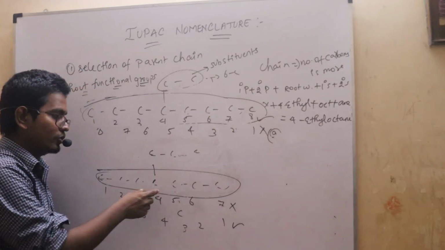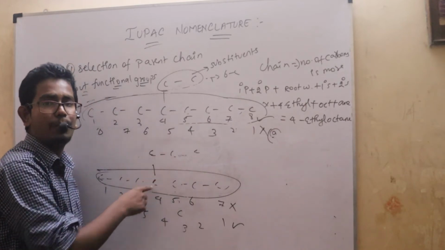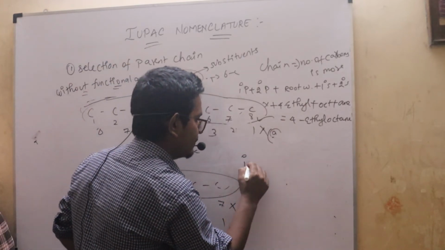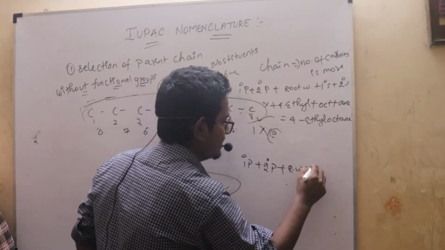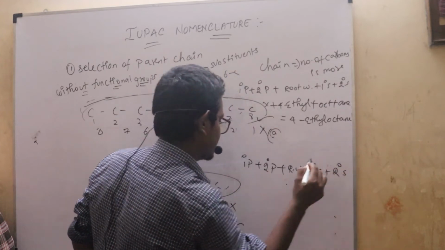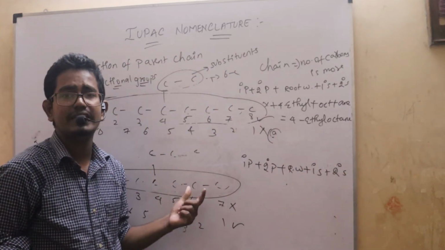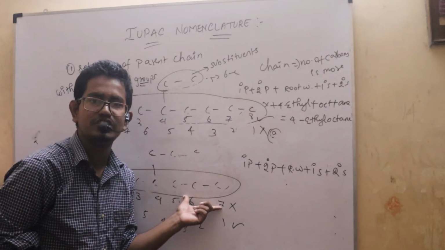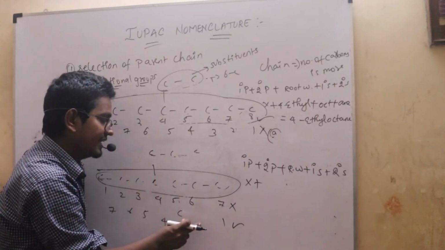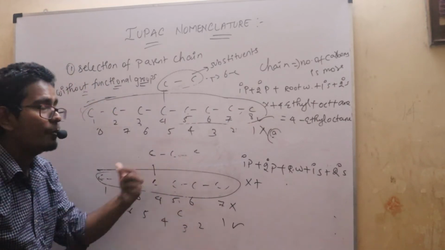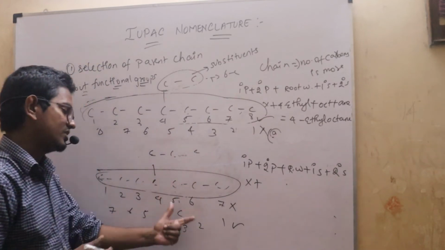So now I am going to give the numbering to this. Now I am going to write the name of this compound. So what is the order? Primary prefix plus secondary prefix plus root word plus primary suffix plus secondary suffix. What is the primary prefix for this? There is no primary prefix because it is not a cyclic compound, it is an open chain compound. What is the secondary prefix? Here substituents are present. How many substituents are present? Two substituents are present because two branches are there.